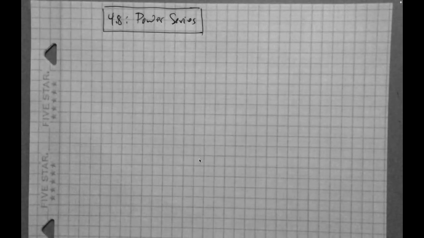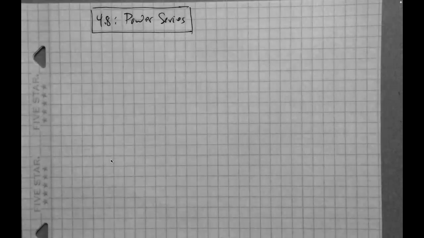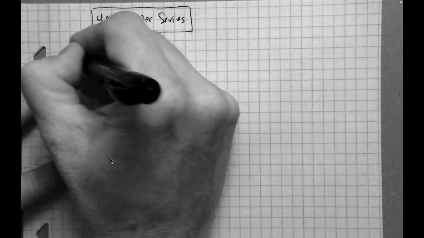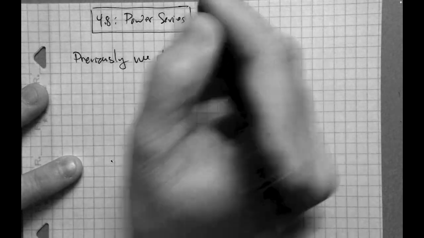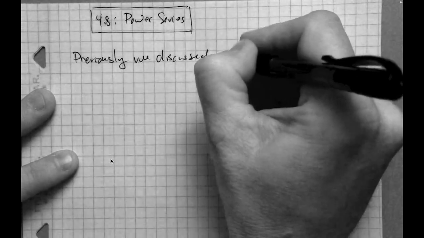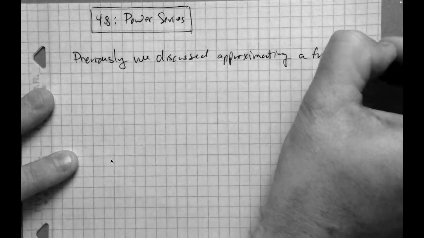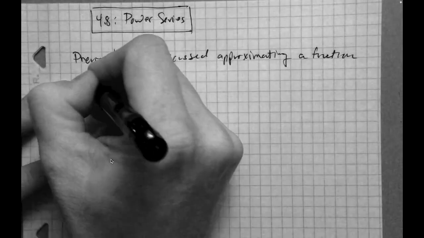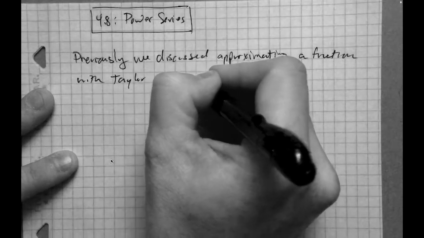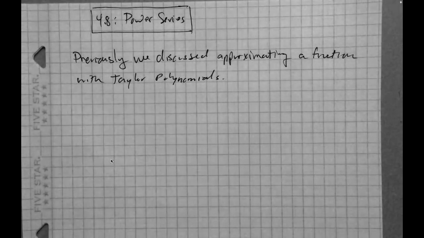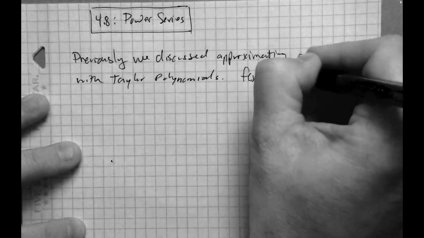Okay, so let's make sure we're focused here. Previously we discussed approximating a function with Taylor polynomials. So the example we had at the time was f of x equals e to the x.